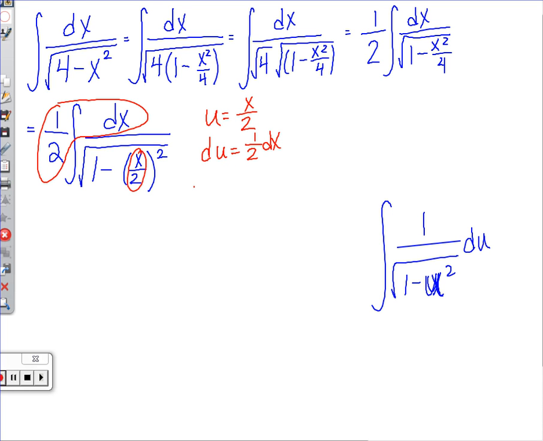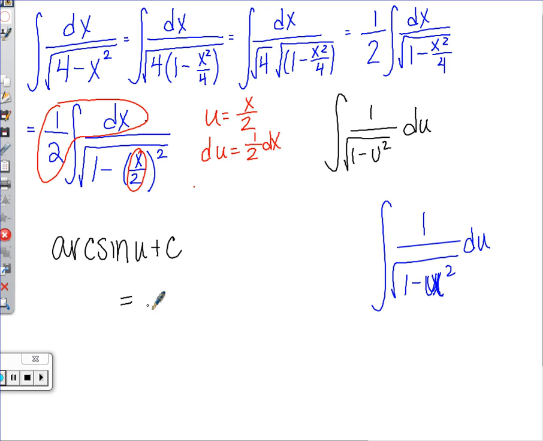So we end up with the integral. Remember, this part went there, so I now have u. 1 over square root of 1 minus u squared. Oh, look how pretty that is. Sorry, I get excited. And then we just get our arc sine of u plus c, which equals the arc sine of x over 2 plus c. There you go.